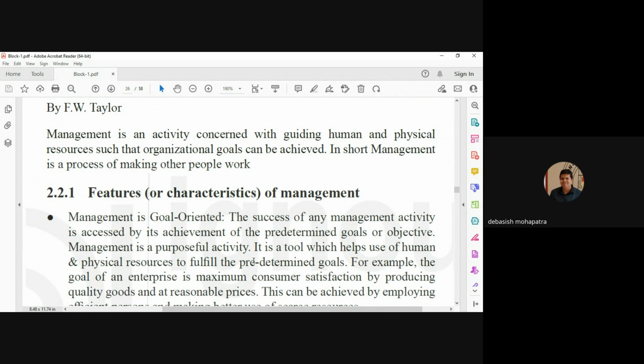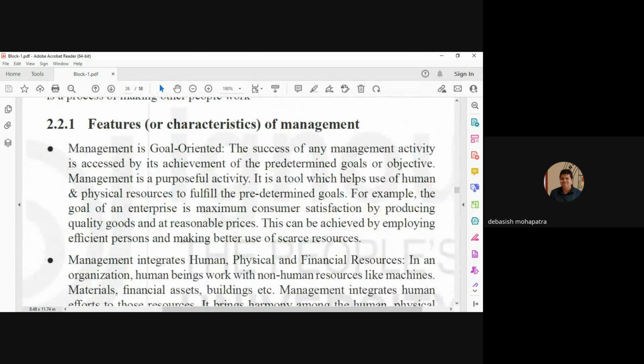Management is goal oriented, meaning the success of a management activity is assessed by its achievement of the predetermined goals or objectives. Management is a purposeful activity. It is a tool which helps in the use of human and physical resources to fulfill the predetermined goals. For example, the goal of an enterprise is maximum consumer satisfaction by producing quality goods at a reasonable price.